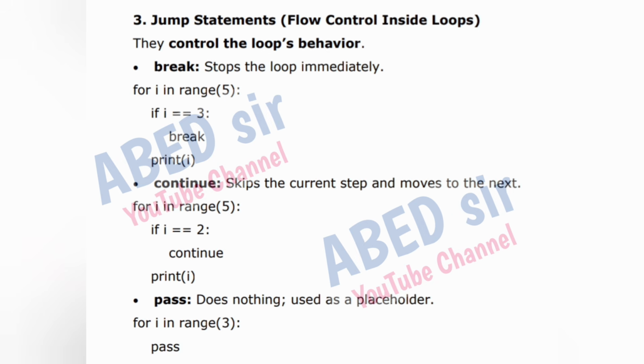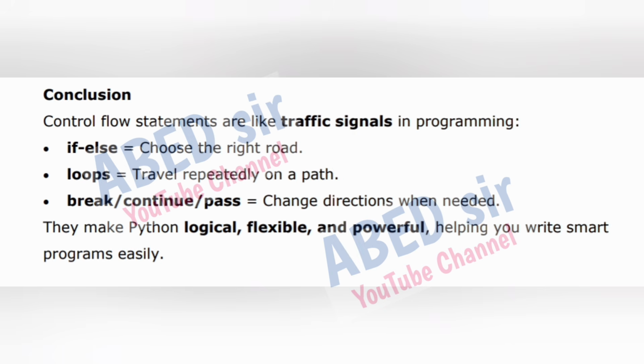for i in range(5): if i == 2: continue. print(i). Pass does nothing, used as a placeholder. for i in range(3): pass. Conclusion. Control flow statements are like traffic signals in programming.